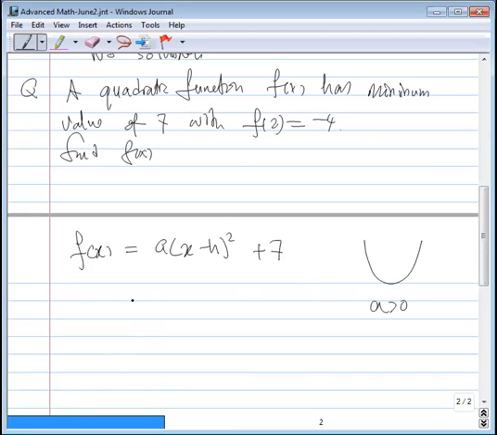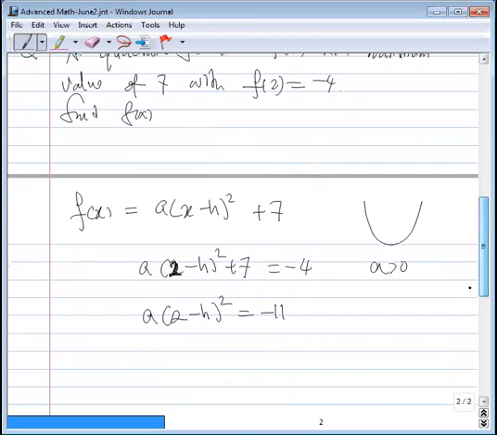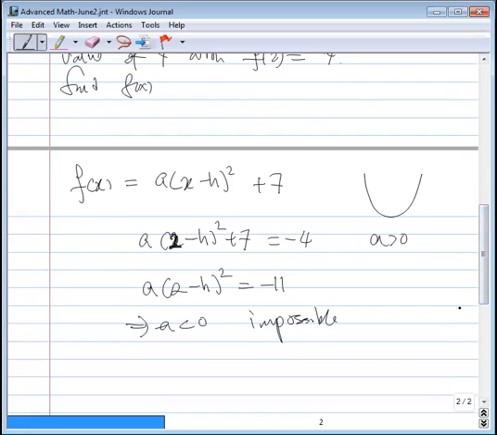So now you get, same here, a(x minus h) squared plus 7, when x equals 2, that's going to be negative 4. So a(2 minus h) squared equals negative 11. And now what do you see? That implies a must be negative. It's impossible. You can say, hey, there's a typo here. But if suppose there's no typo here, then it's no solution. Got it?